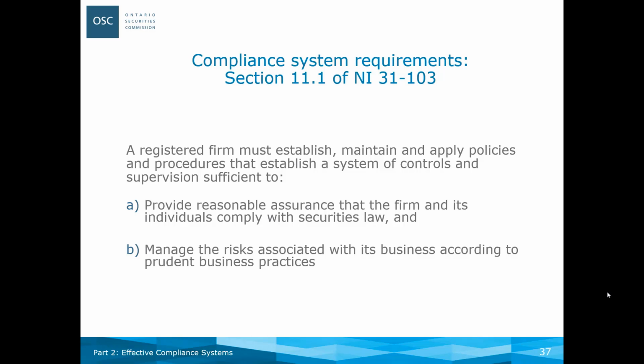Section 11.1 also requires the firm to manage its business risks according to prudent business practices. A compliance system should include internal controls and monitoring systems that are reasonably likely to identify noncompliance at an early stage, and a supervisory system that allows the firm to correct noncompliant conduct in a timely manner.